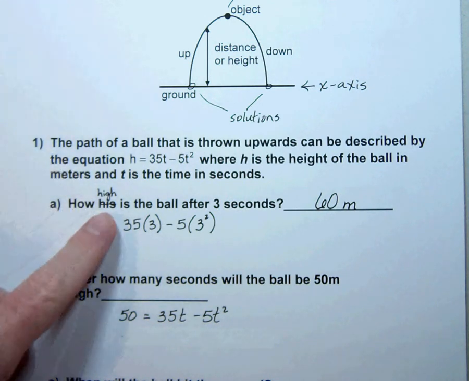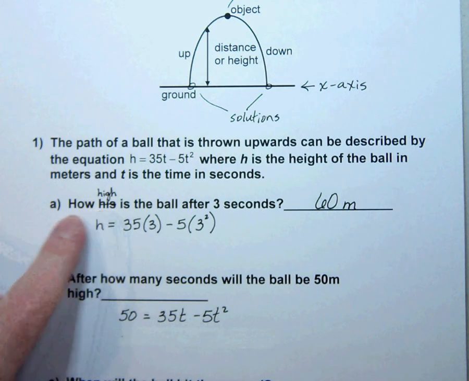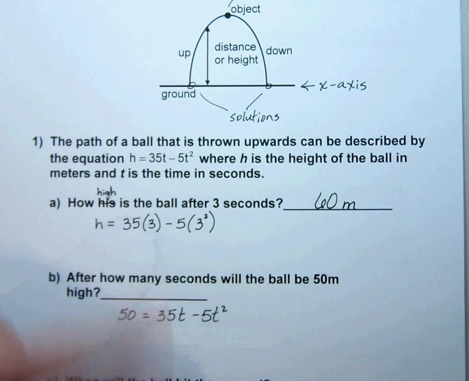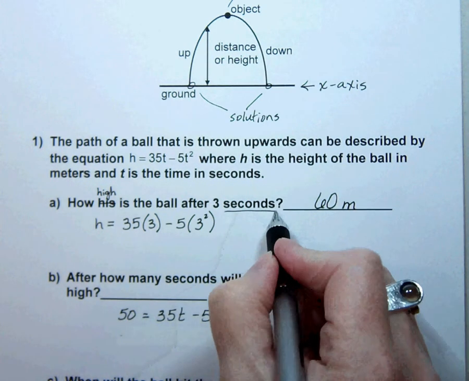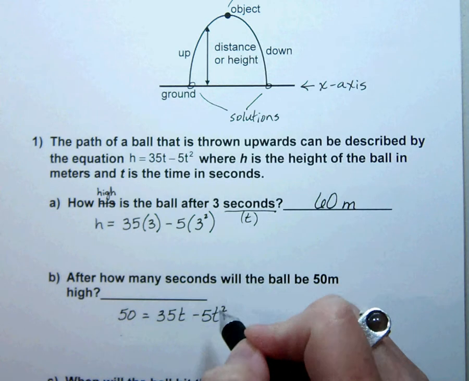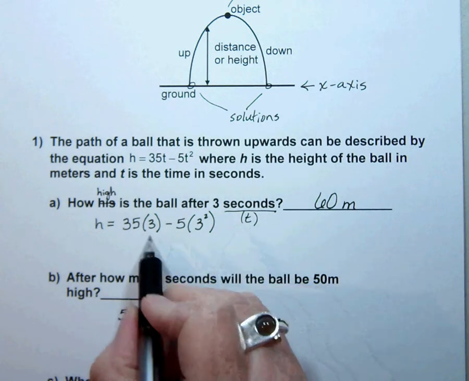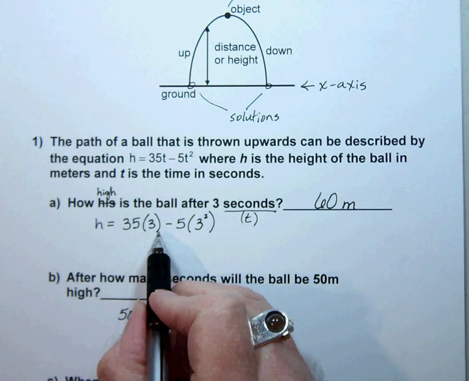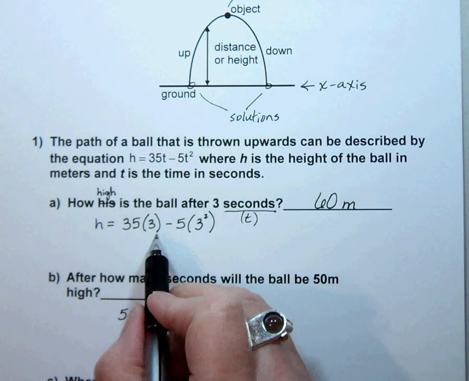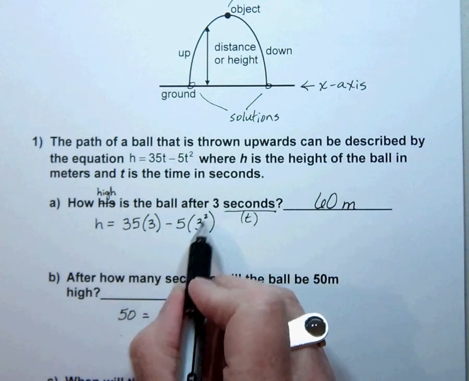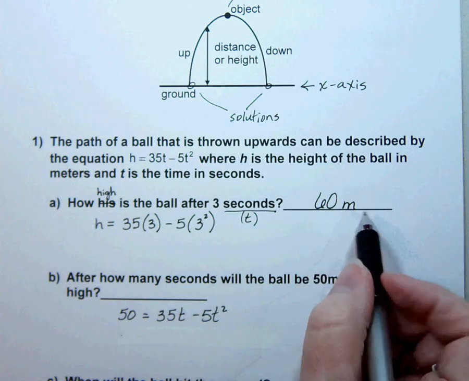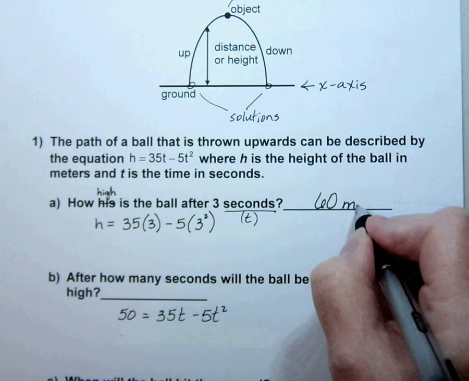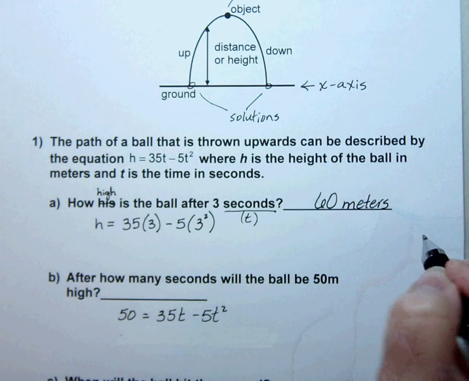On this first one, go ahead and change that. That should say high. On part A, it says how high is the ball after 3 seconds. Now remember, the seconds is the t in your equation. So what I did was I used 3 to replace the t, and I just worked out the height, and I let the calculator do it for me, and 35 times 3 minus 5 times 3 squared was 60. So 60 meters is the height after 3 seconds.